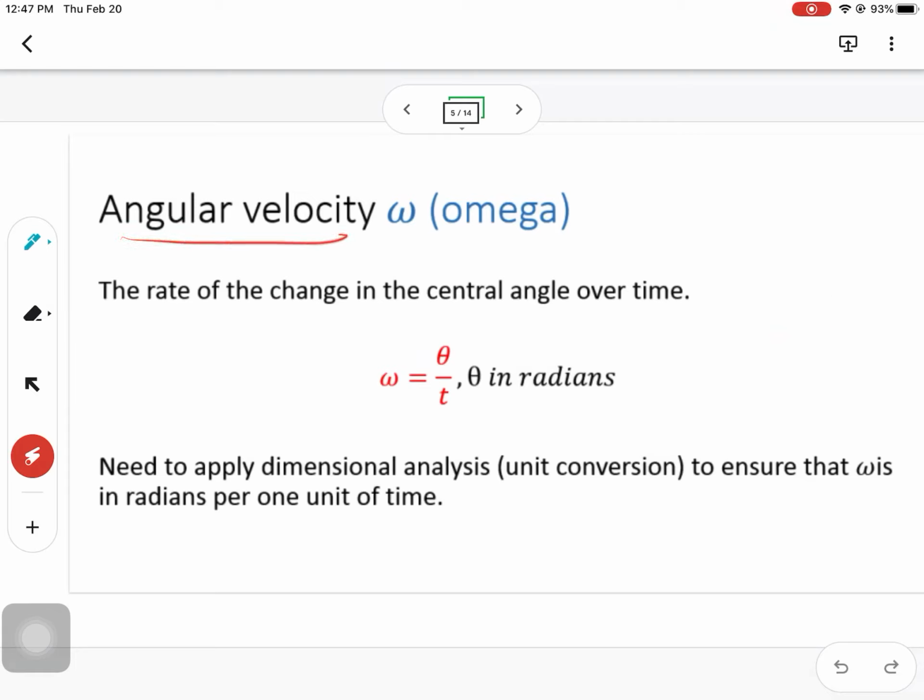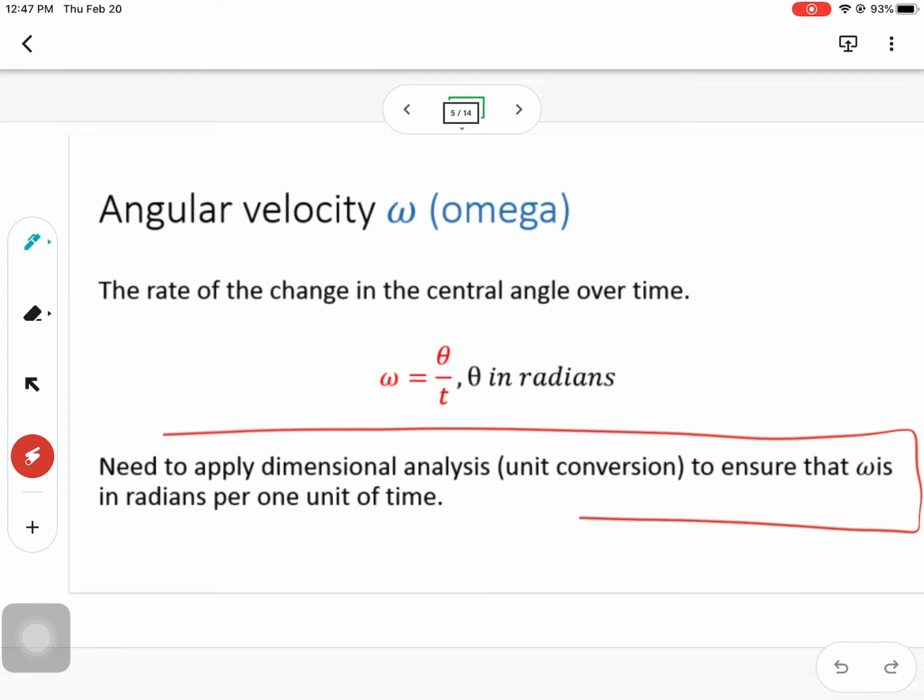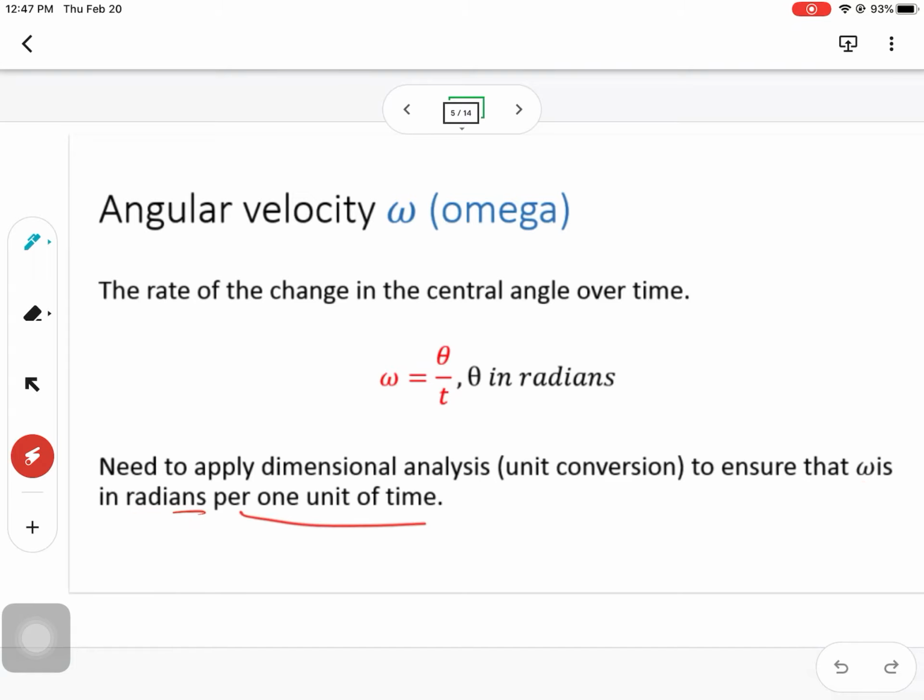Your angular velocity is always this lovely Greek-looking W, which is just your omega symbol, and it's lowercase. My omega is always equal to my theta, which was your angular displacement, per time. Again, it's how quickly you're going through that rotation, with your theta always being in radians. So you have to use your dimensional analysis, what we talked about a minute ago, to make sure that your omega is always radians per whatever unit of time I ask for.